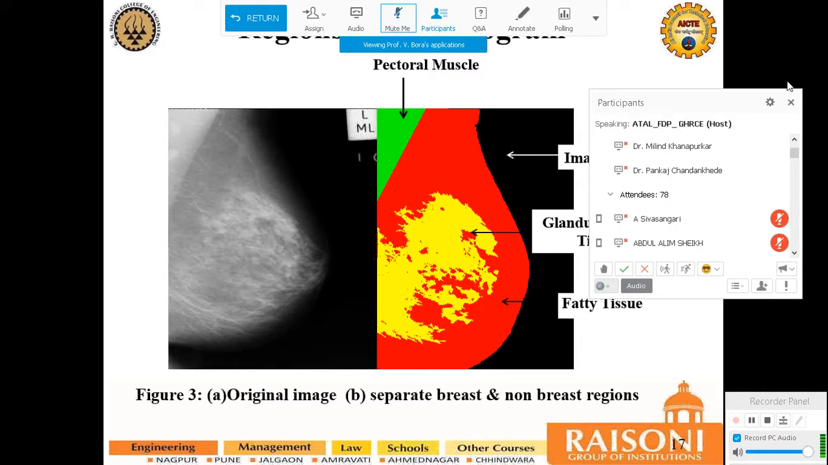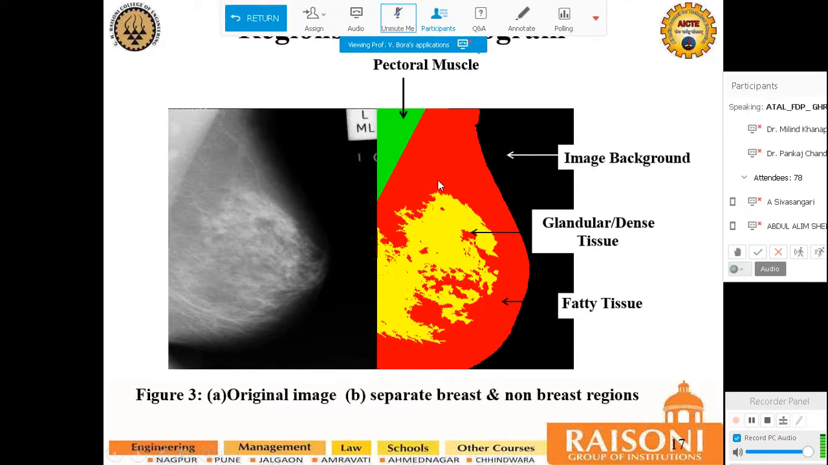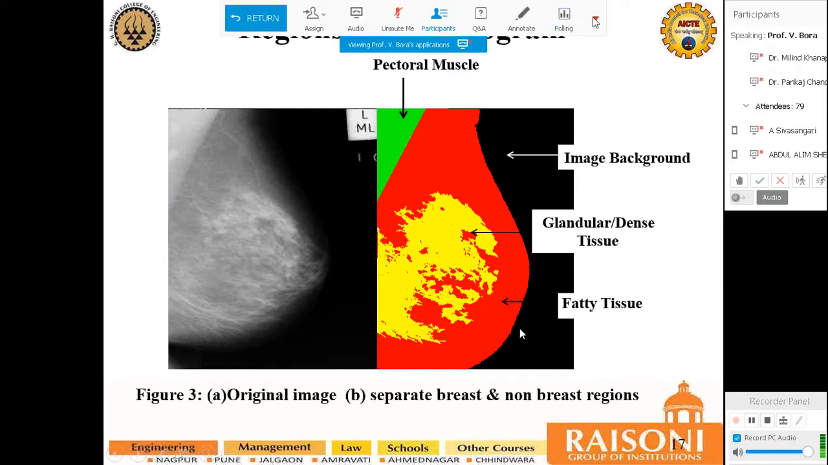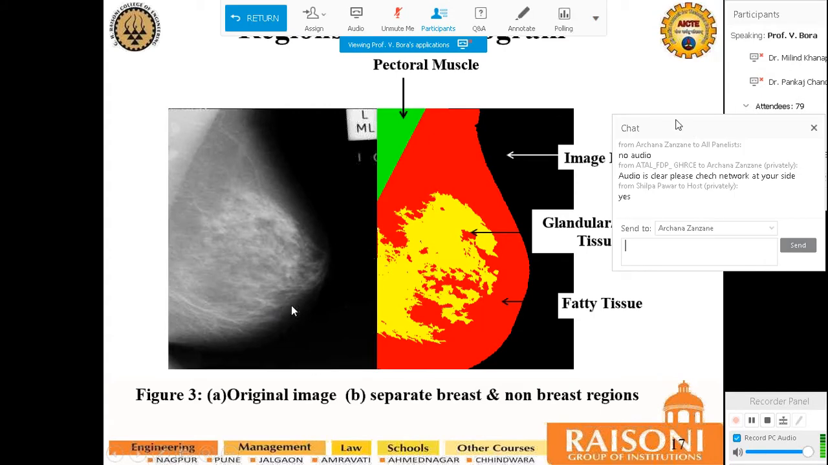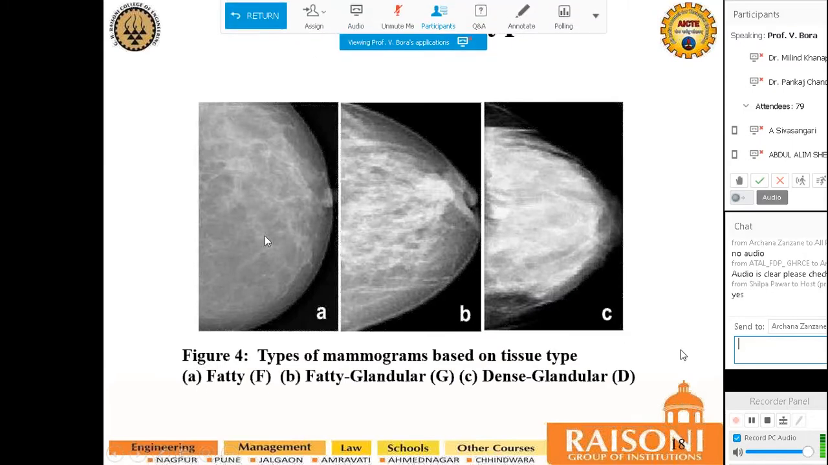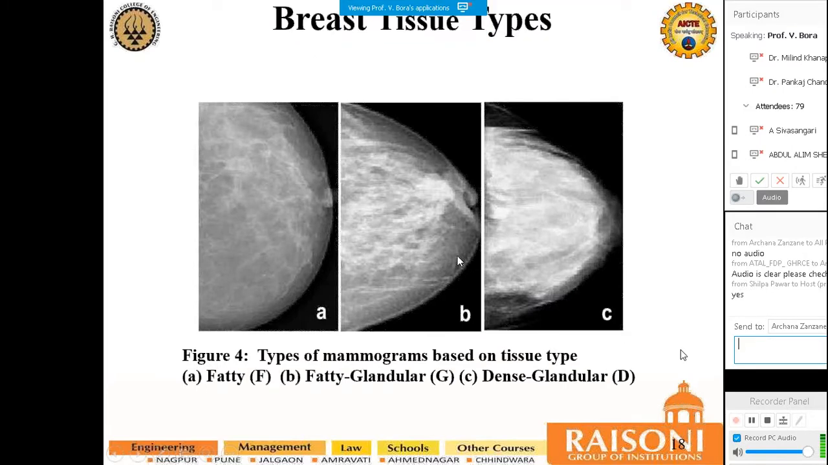So these are the regions of the mammogram. This is the original mammogram, and in this mammogram, this is the pectoral muscle. These are the dense tissues, and this area is the fatty tissue. There are basically three types of mammogram: fatty, fatty glandular, and dense glandular. So these are the three types. This is fatty glandular, and this.